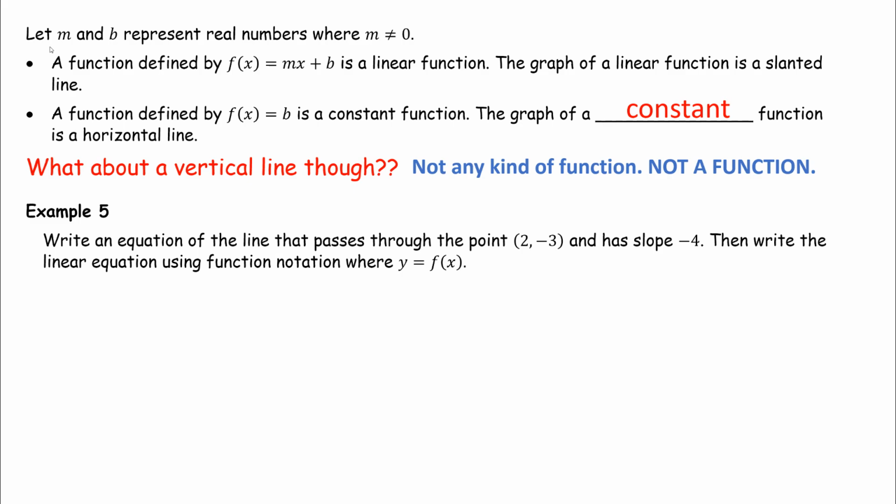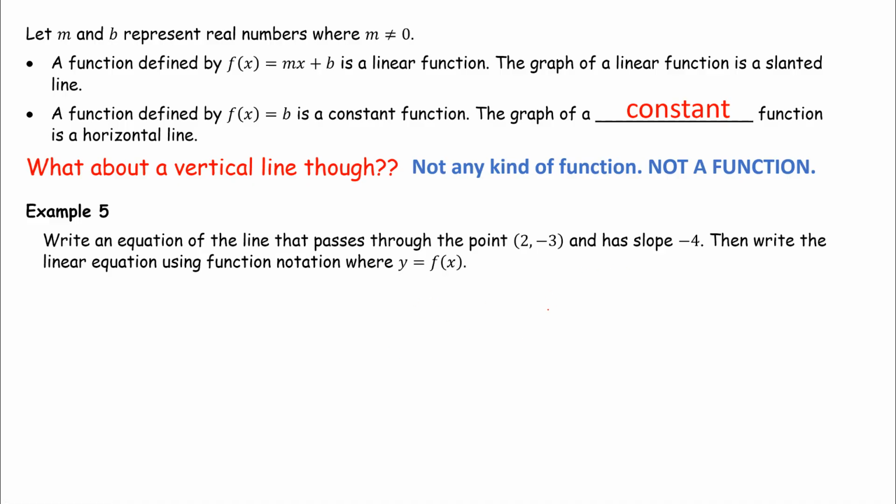Okay, I want to make sure that we cover changing the equation of a line to function notation. It just means that once you find the equation of the line, given this point and this slope, you just change it to the function notation we were talking about, f of x. So this says write an equation of a line that passes through the point (2, -3) and has slope -4.